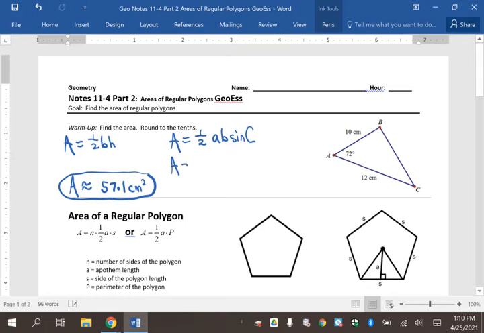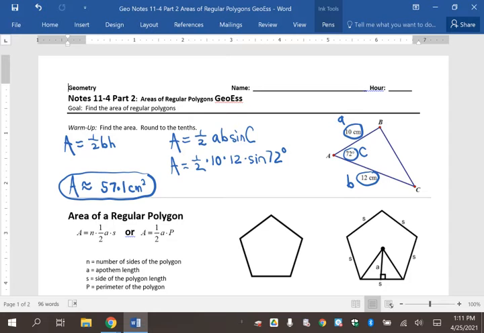So we have 1/2 times, let's say the A value is 10, and the B value is 12, and the sine of their included angle, let's call that angle C, is 72 degrees. Put that in your calculator. So we have 1 divided by 2 times 10 times 12 times sine 72, enter, and we get 57.063, so rounded to the nearest tenth that is 57.1 square centimeters.